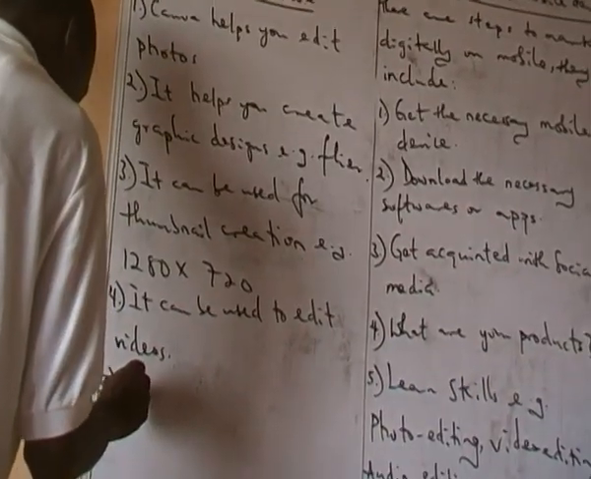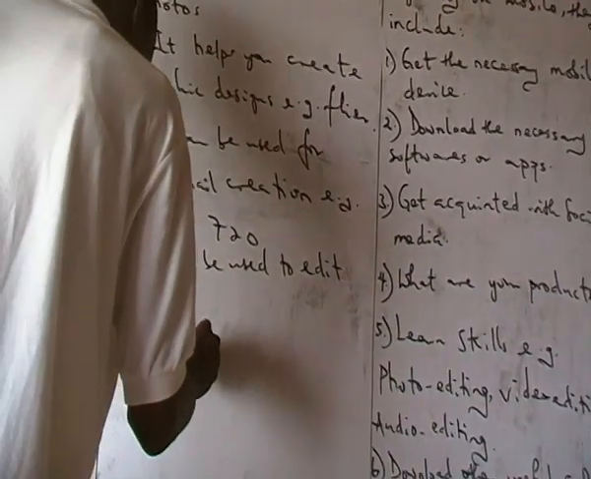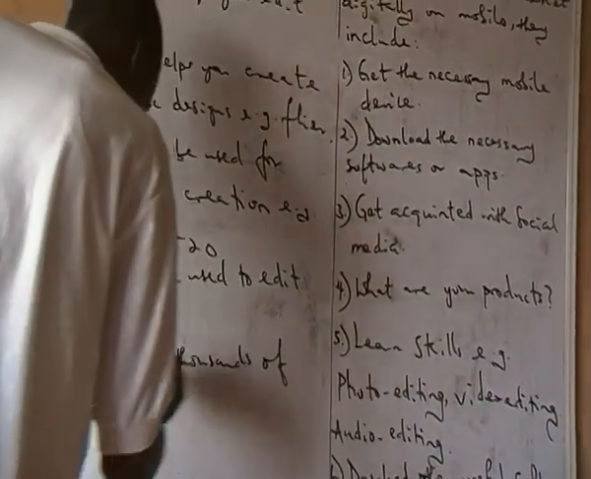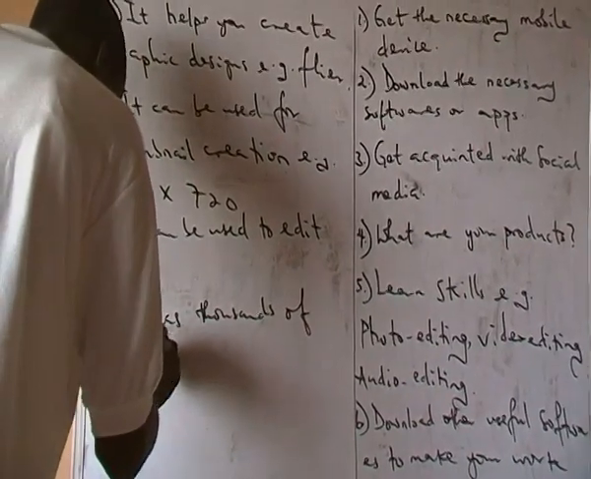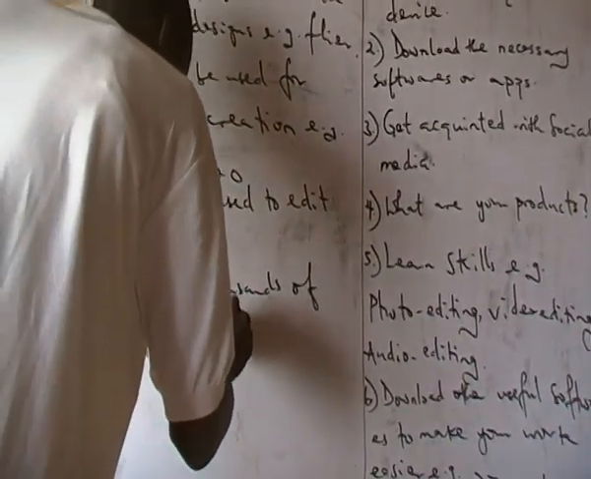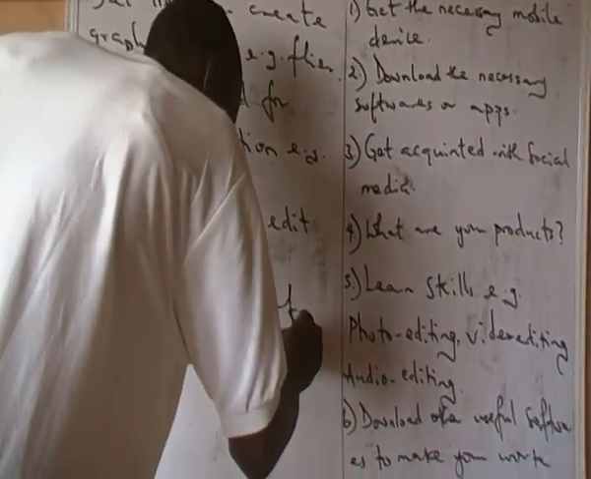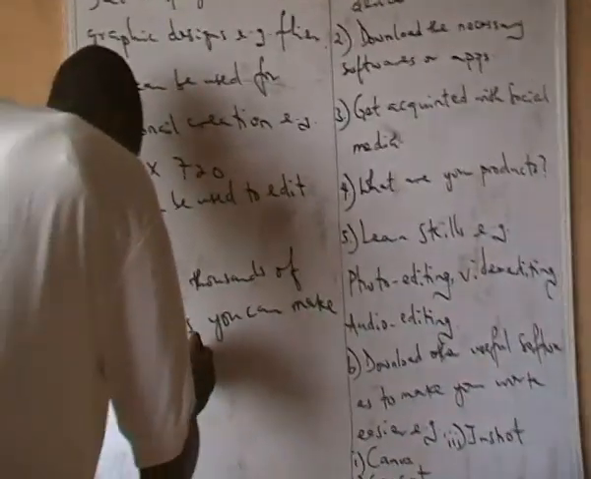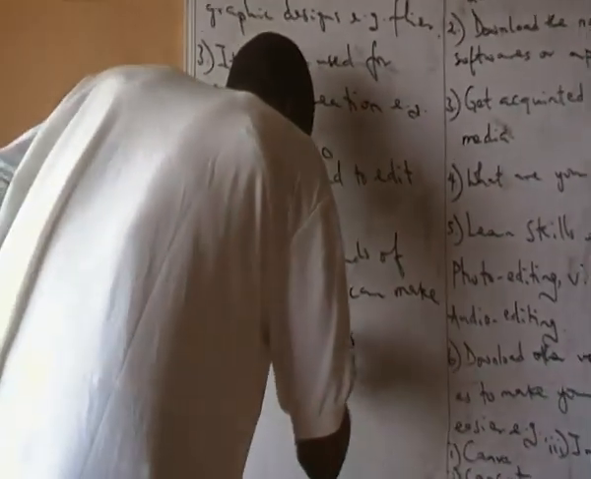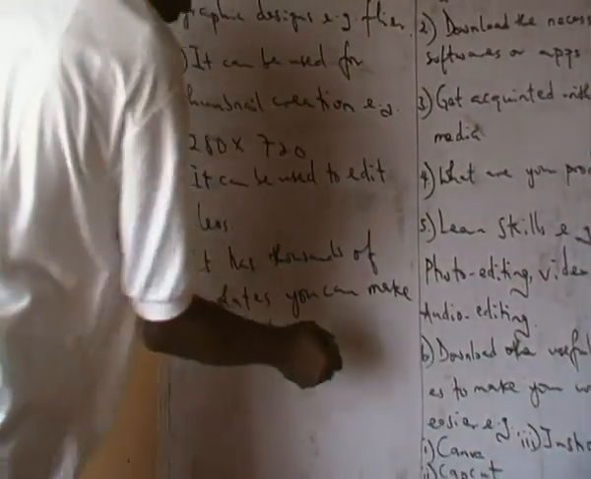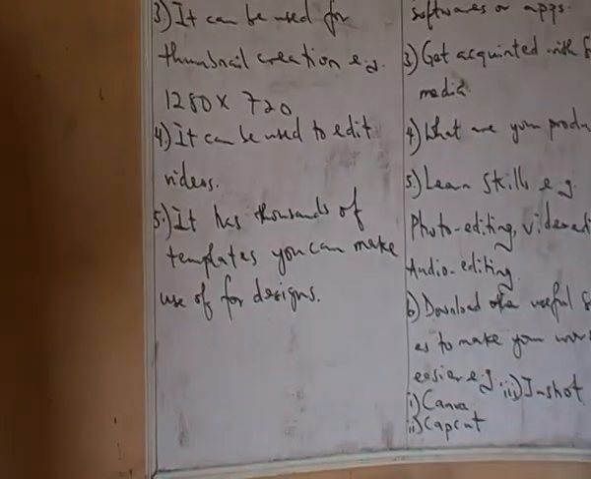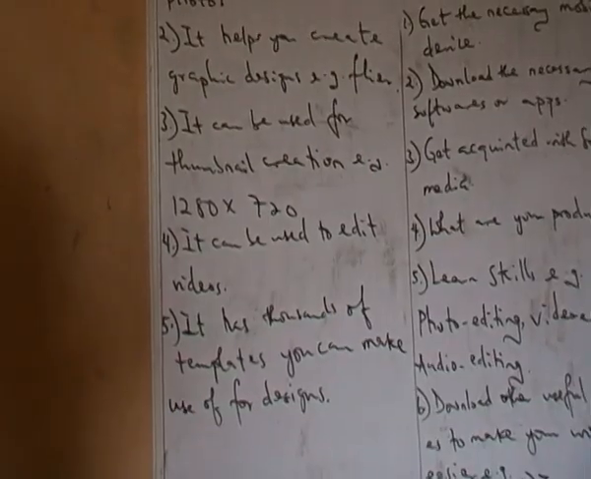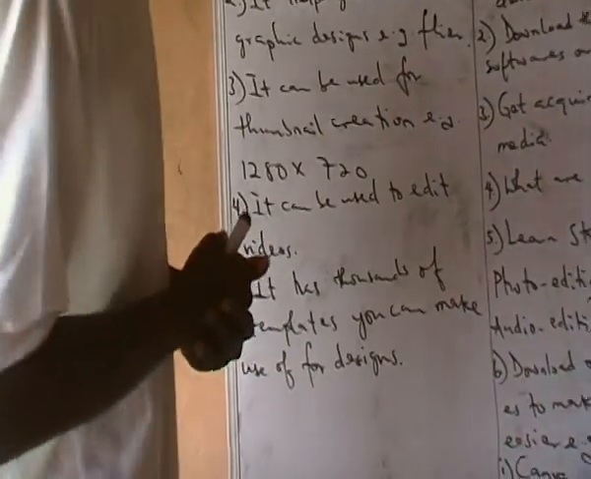Another thing about Canva, number 5, it has thousands of templates. You know what a template is? It has thousands of templates you can make use of for designs. You understand? So if you are a digital marketer and you don't know about Canva, I think you are still playing. Are you getting it? So it has thousands of templates you can use for designs. You understand? So you need to know about this app. Alright, good.